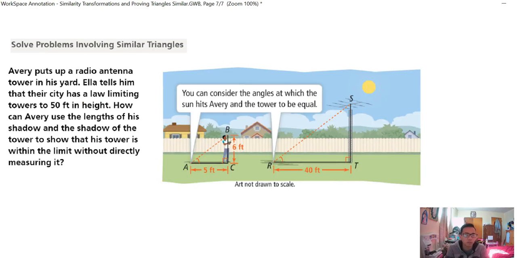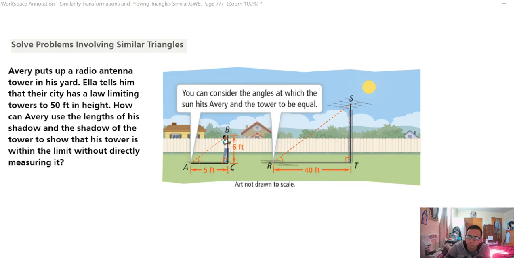Okay, so we have to solve these problems involving similar triangles. The problem says that Avery puts up a radio antenna, and then a tower in his yard. Ella tells him that their city has a law limiting towers to 50 feet in height. How can Avery use the length of his shadow and the shadow of the tower to show that his tower is within the limit without directly measuring it? Right, so let's see how we can solve this.